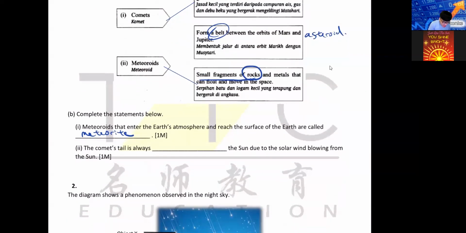So next, the comet's tail is always away from the sun due to the solar wind blowing from the sun. So it's always away from the sun. Okay, that means this is the sun. When the comet comes, the tail is always away, because of the solar wind that blows. Okay, the angin surya.